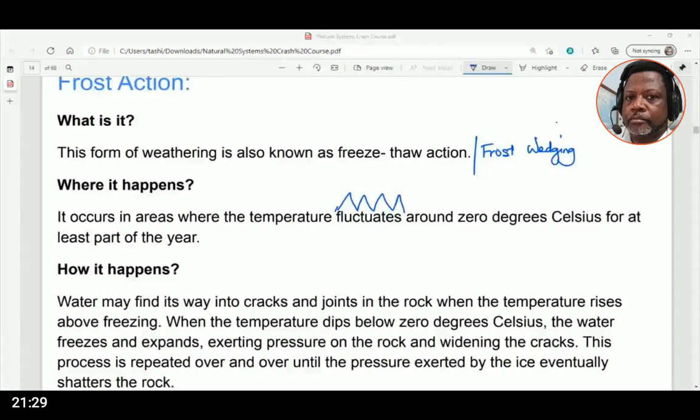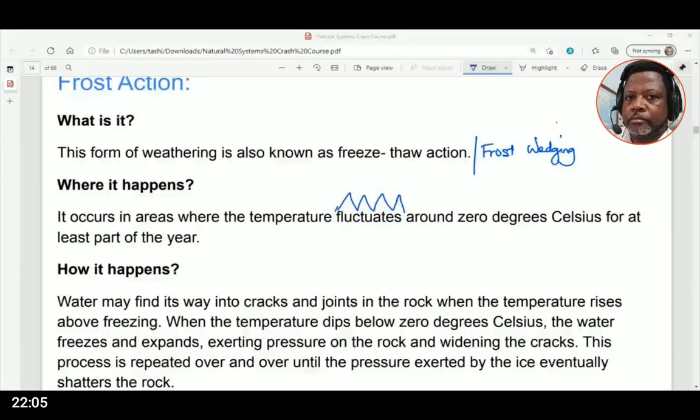So water will find its way into little cracks that are inside the rock. These cracks that are inside the rocks may be very, very small. Once the water finds its way in there, when my temperature drops and it gets really, really cold, this water that I have inside my rock is going to freeze. And the freezing causes it to expand or causes it to widen.